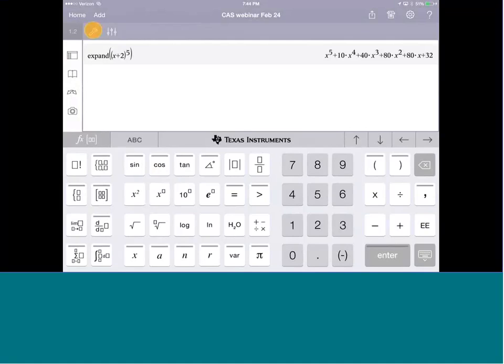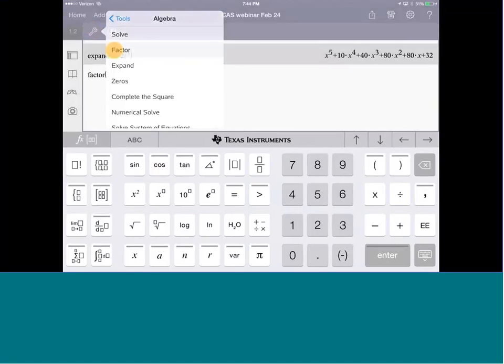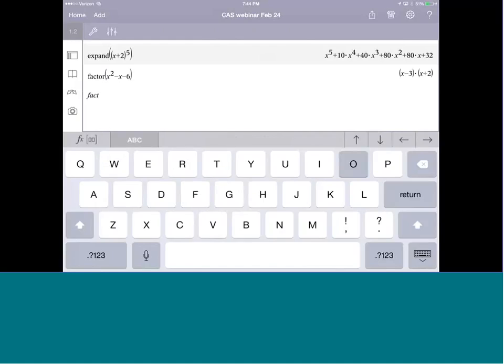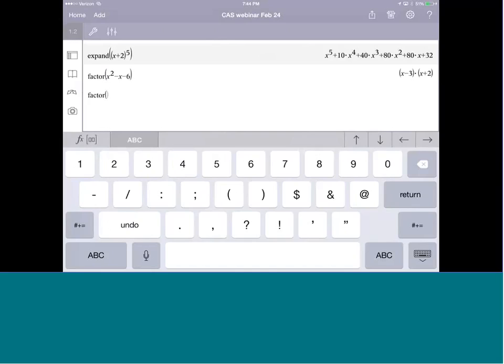I'll go back to the algebra menu, and let's look at factor. So how about factor x squared minus x minus 6, a simple one. You can see it factors nicely. You could actually type in the command if you want, factor, but for our students, unfortunately, the command won't work.